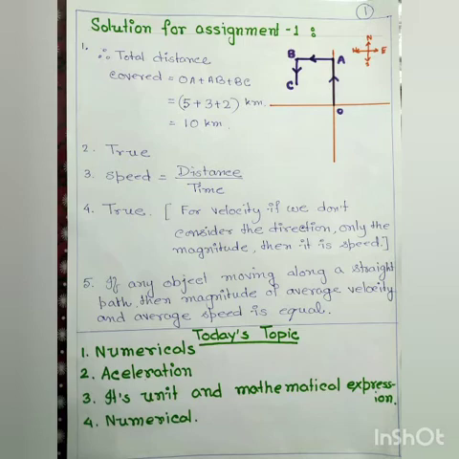Now for question number 5, under what conditions is the magnitude of the average velocity and the average speed equal? So if any object is moving along a straight path, then only the magnitude of average velocity and average speed will be equal. Clear?